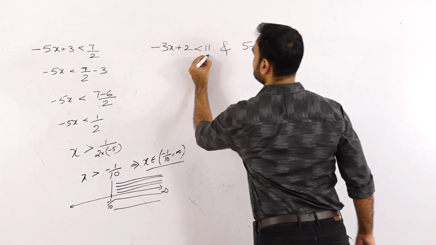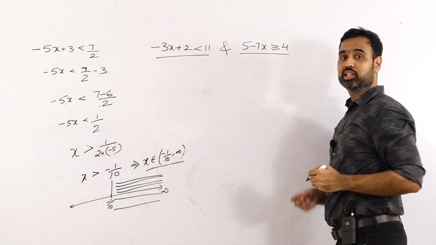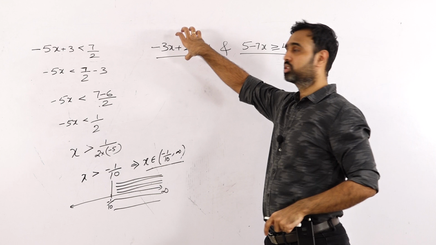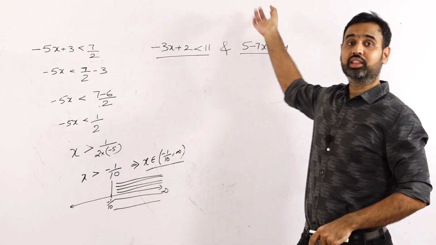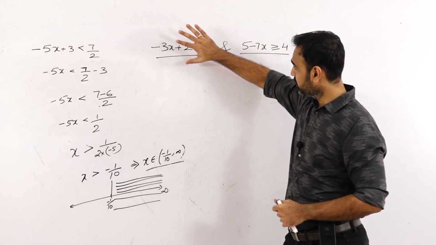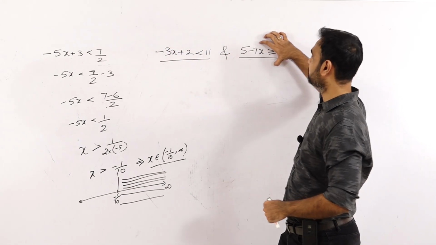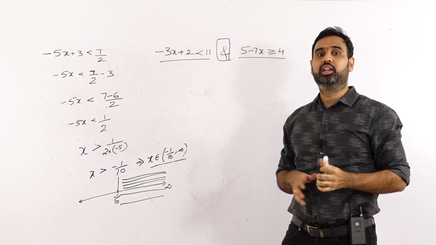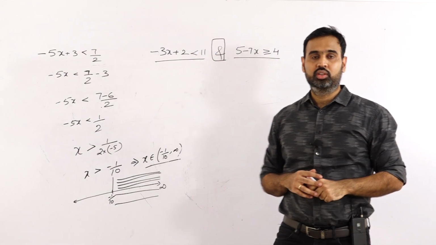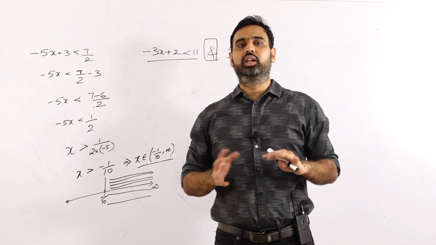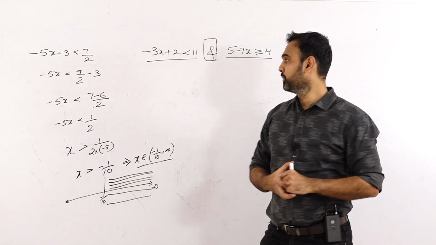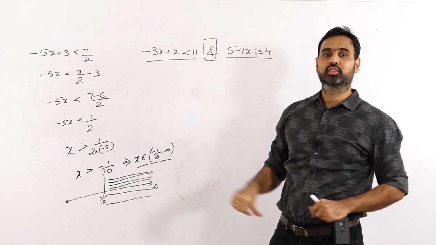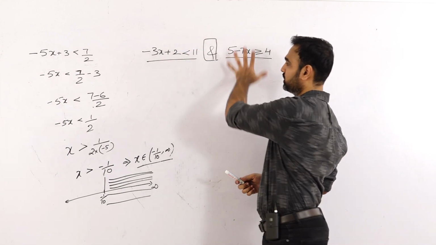So there are two inequalities given simultaneously, where the value of x satisfies this as well as this at the same time. Because and is a very important thing, which means when you say and, both the conditions are satisfied. When you say or, any one of the conditions must be satisfied by x. Now when I am saying and, x satisfies this condition as well as this condition. So let us solve these two inequations separately.